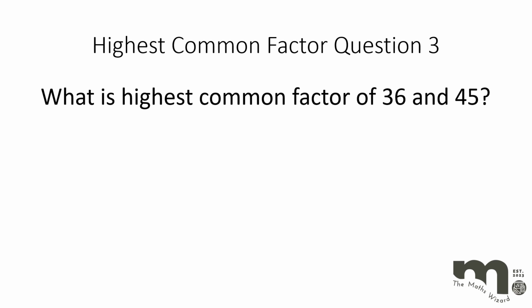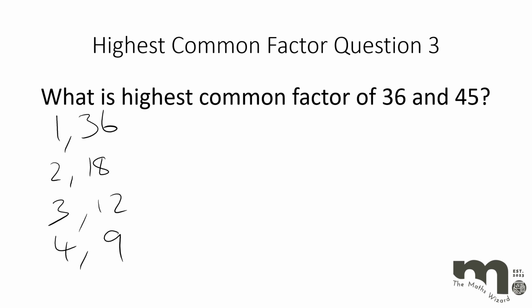Okay, so I'm going to write out my factors of 36. If we start with 1, I'm going to write them in pairs this time. So we've got 1 and 36 because we do 1 times 36. This is just a good way of making sure you don't miss any. You've got 2. We have to do 2 times 18 to get 36. We've got 3. We've got to do 3 times 12 to get 36. We've got 4. We've got to do 4 times 9 to get 36. 5 does not go into 36.